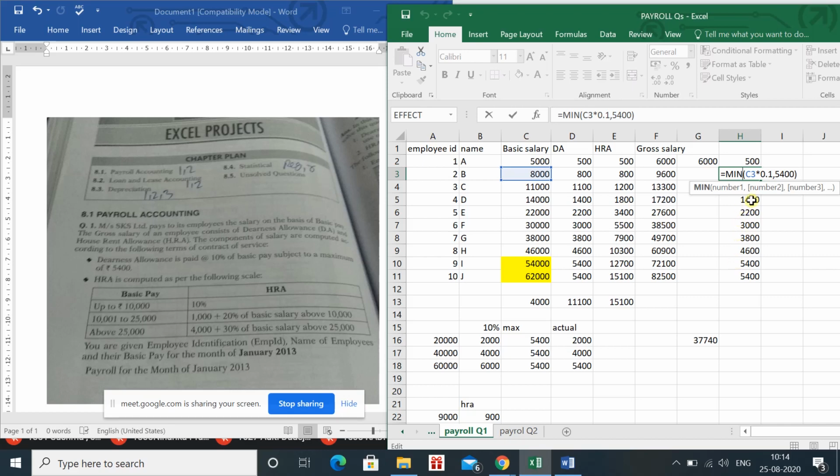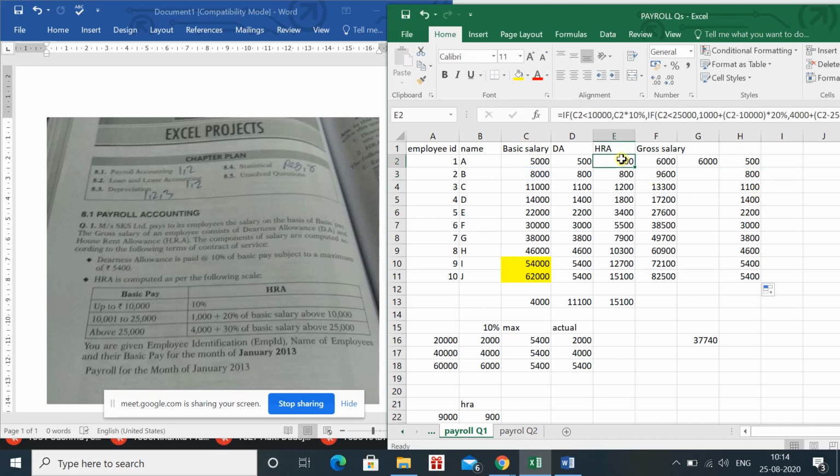Means we don't want to fix a value. We want to change it with the change in the employee. आप उसे ड्रैग कर रहे हो, उसके साथ डॉलर यूज नहीं कर रहे. This means we want this value to change depending upon the row. So it will automatically adjust. But अगर आपको लग रहा है कि you want to fix it, in that case we have to use the dollar formula. That how to use the dollar we will discuss in question number 2 of the payroll accounting. Then we have the condition.